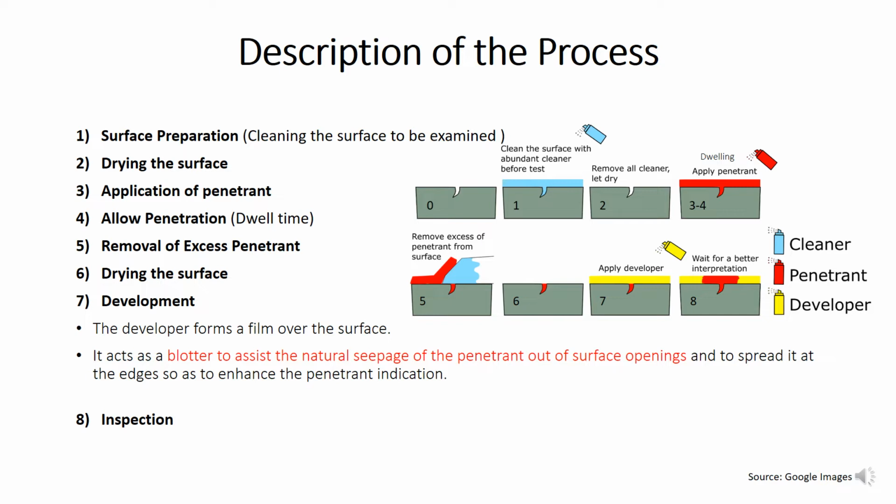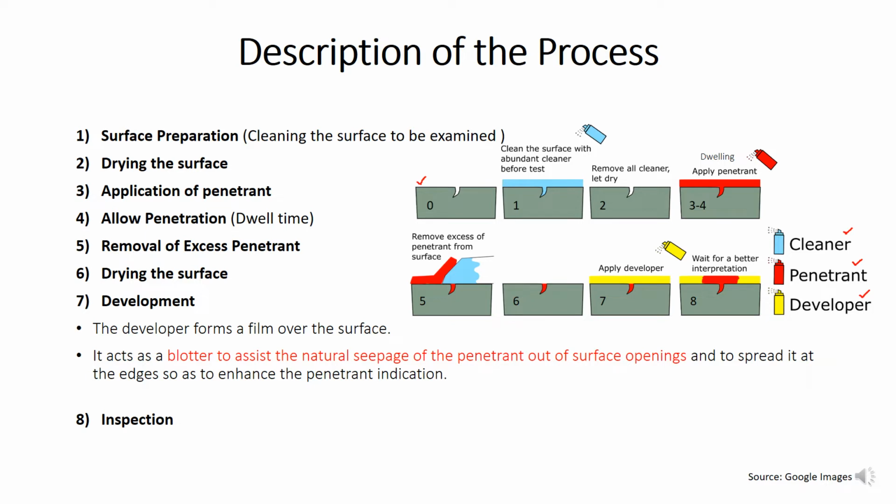Here we have the cleaner, which will perform the cleaning action. We have penetrant, which is also known as a dye, and it is usually red in color, and we have developer, which will perform the blotting action in order to draw the penetrant from the flaw. In figure 0, you can see we have a component which has a flaw or crack. This figure is shown in an enlarged view. These cracks are not visible to the naked eye, so that is why we are using this technique.